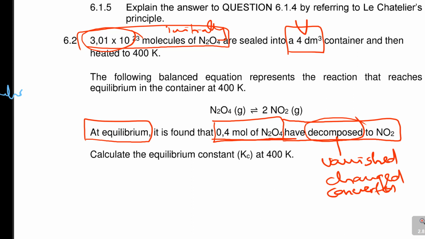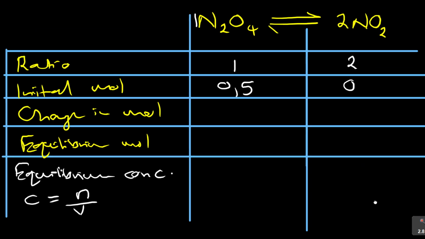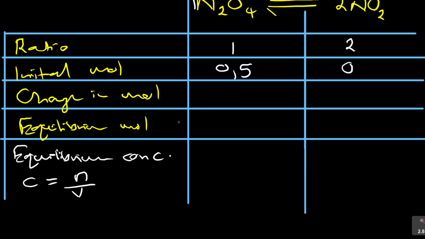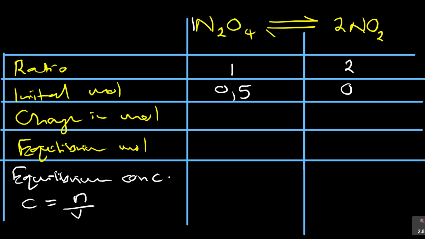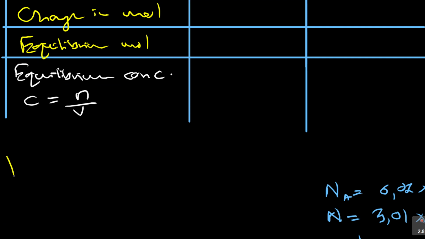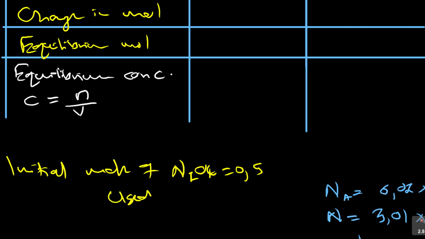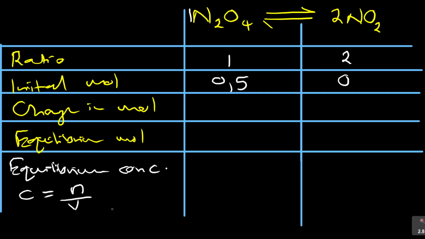So 0.4 mole has converted to what? To this. Decomposed means used. So 0.4 mole of this has been used up. So be careful when you come here. If 0.4 mole has been used, it's not the change. Now the question is, what is remaining? You started with an initial mole of N2O4 equal to 0.5. The used one is equal to 0.4. Subtract, 0.1 was left. Hence at equilibrium, that's what was left, 0.1.